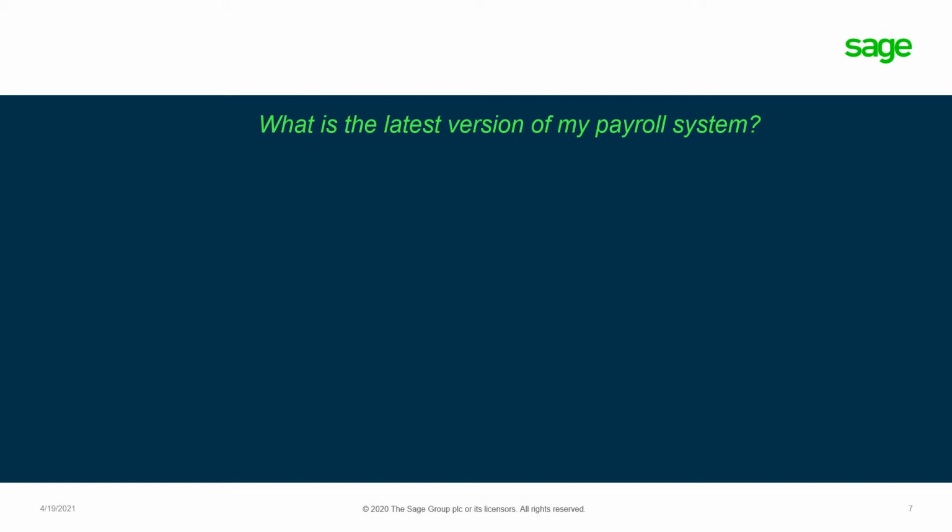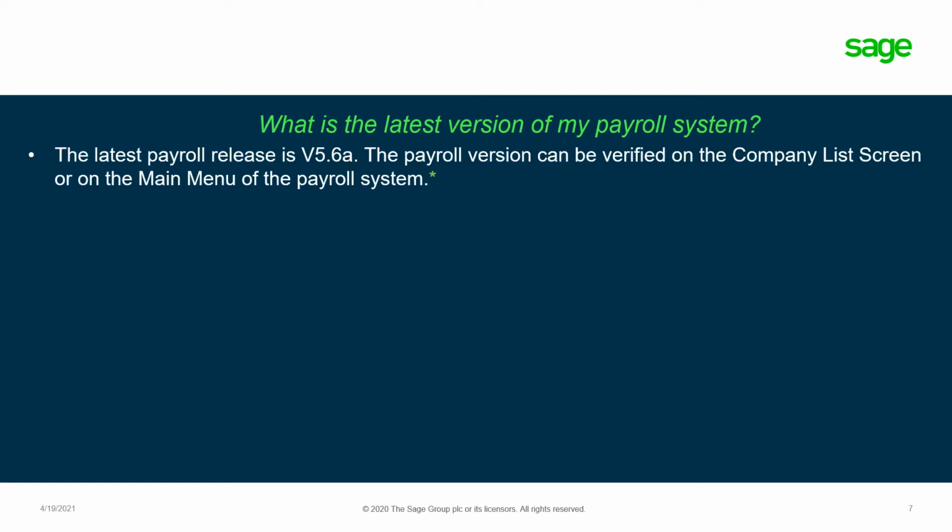What is the latest version of my payroll system? The latest payroll release is 5.6a. The payroll version can be verified on the company list screen or on the main menu of the payroll system. Release 5.6a should have been installed for the new tax year, which would have been the March period.